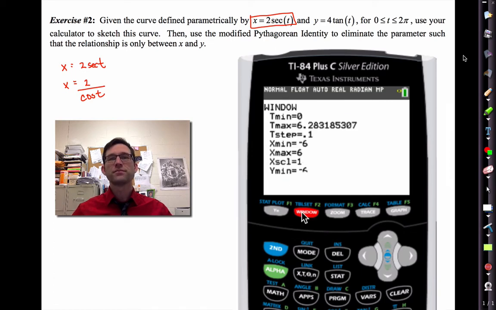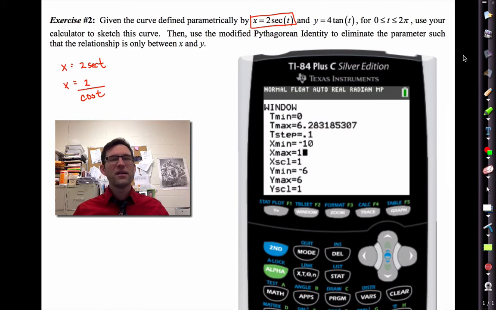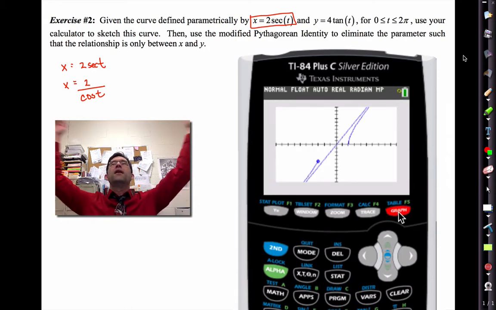Let's go in there. All right, we're in our window. Let's set t min to be 0 and t max to be 2 pi, if they aren't already. Very often they are at this point because we've been doing so much work with that interval. X min, X max, Y min, Y max, if you have no idea, go standard window. Let's do negative 10 to 10 for X. Let's do negative 10 to 10 for Y. We're ready to graph it. Hit graph and sit back and relax.